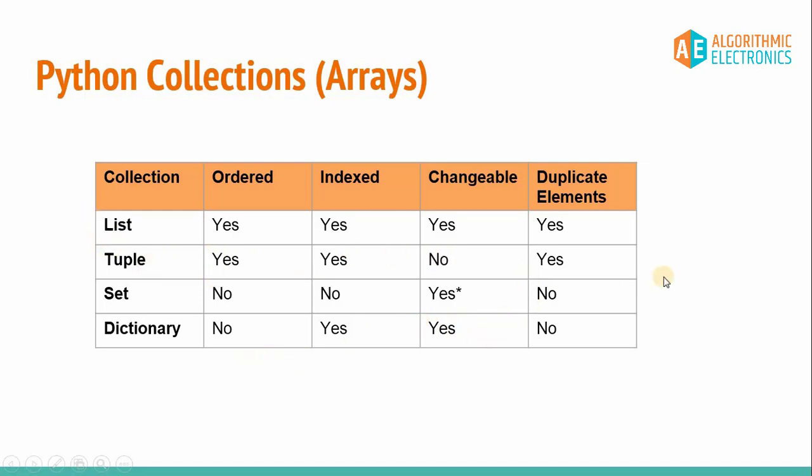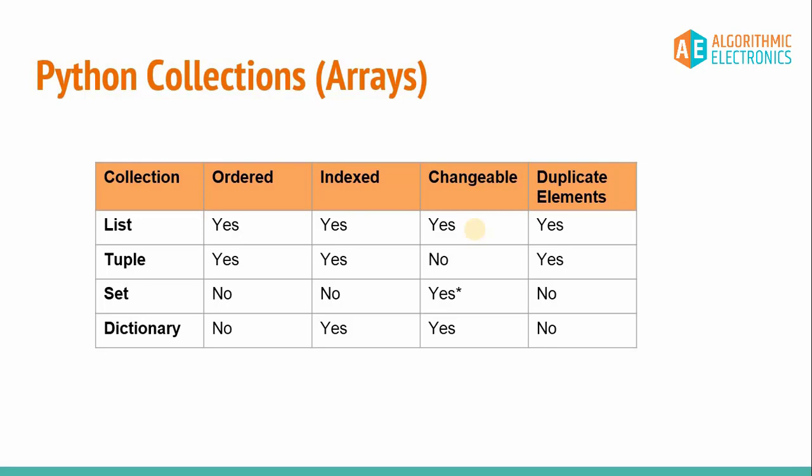And again, the tuple and list are quite identical. In terms of ordering they are the same, in terms of indexing they follow each other, and even the duplicate elements are allowed in both cases. But the only change is that one is not changeable and the other one is changeable. So we'll discuss this in more detail while doing the programming.